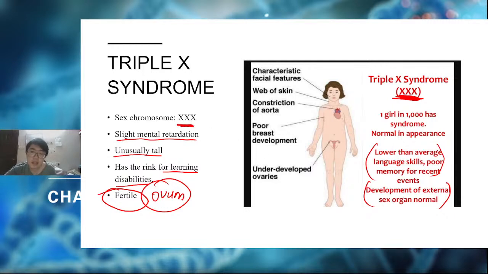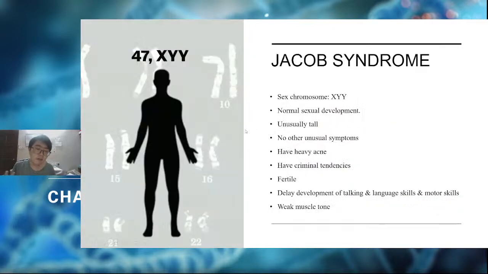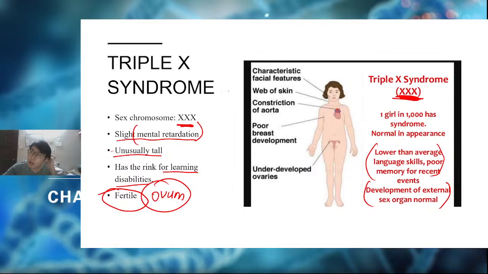And then these are the characteristics lah. Lack of skin, constriction or iota, poor breast development, underdeveloped ovaries. That lah. So does this female also normally it is normal people but just that it have slightly mental retardation lah. Kalau awak berkomunikasi dengan orang ni dia macam kurang aktif sikit lah.